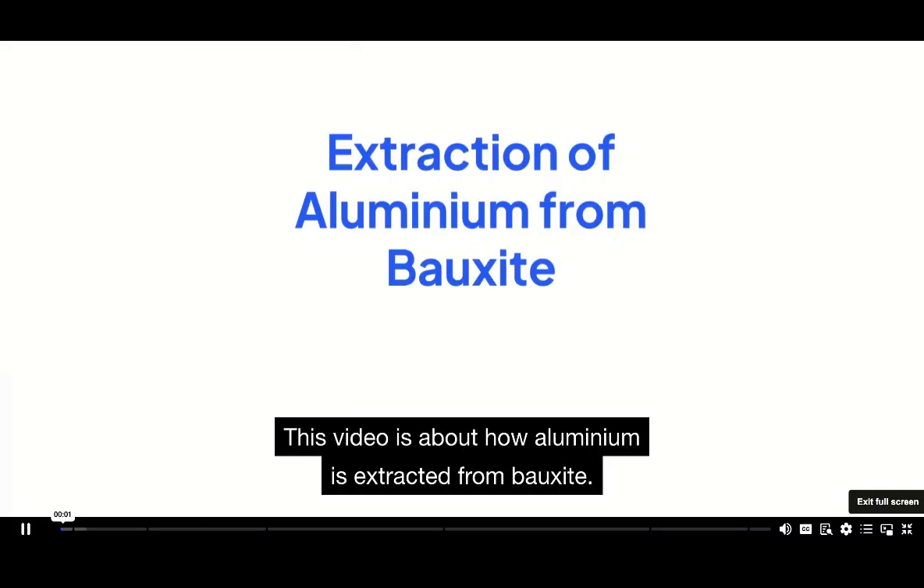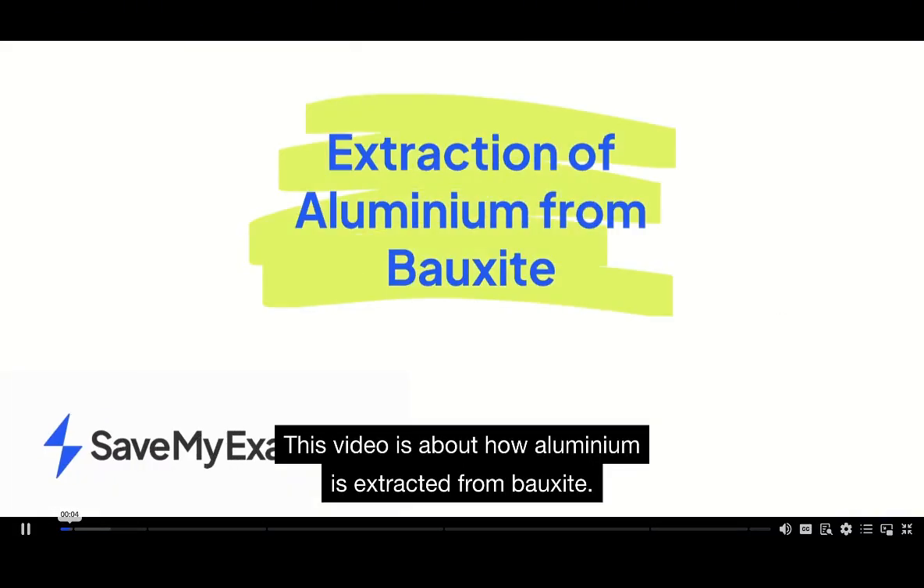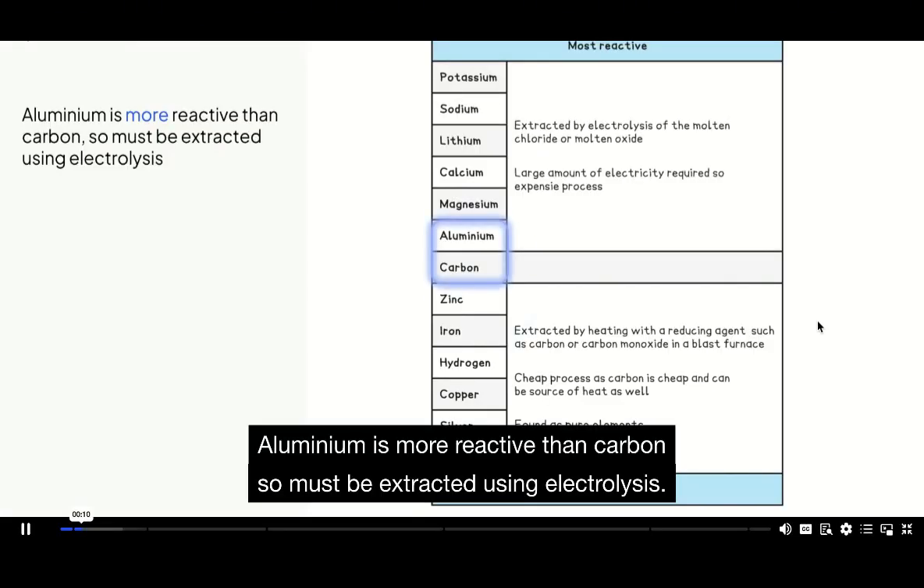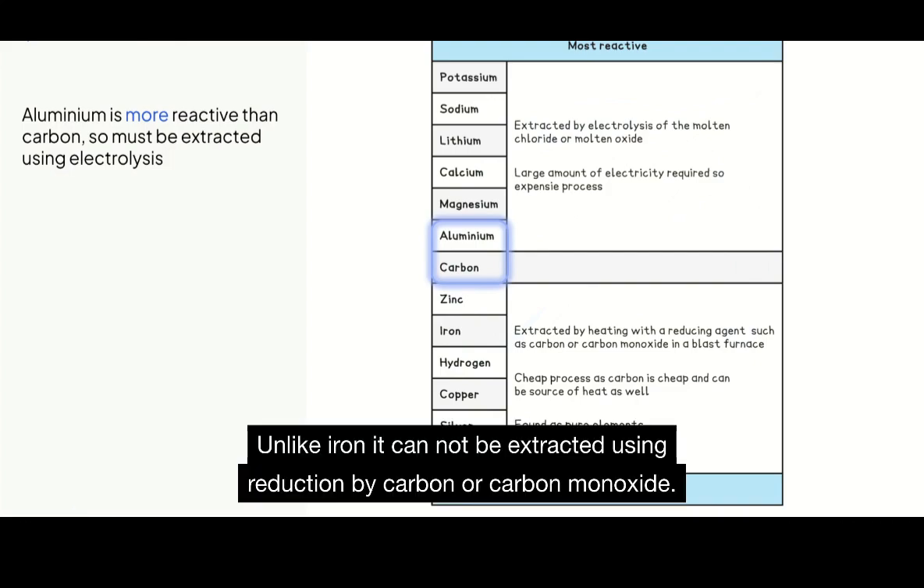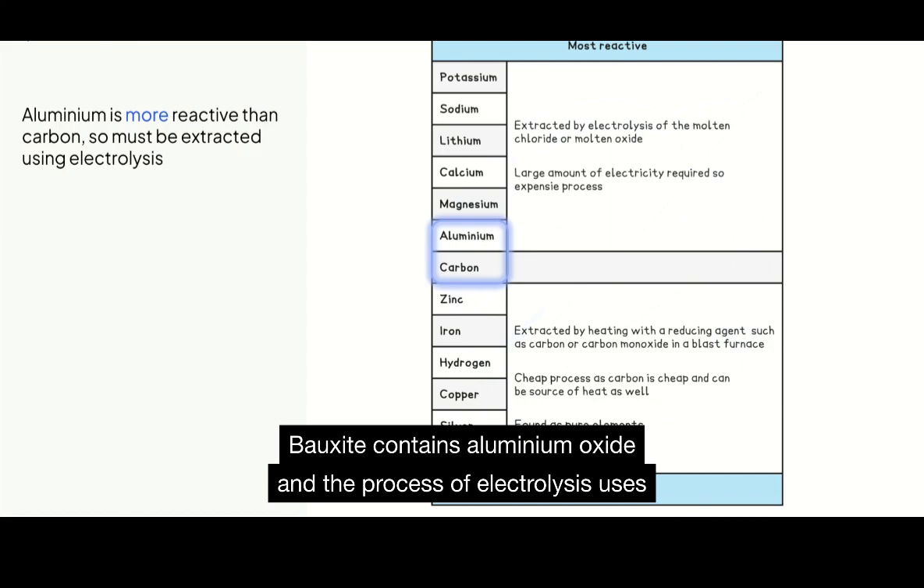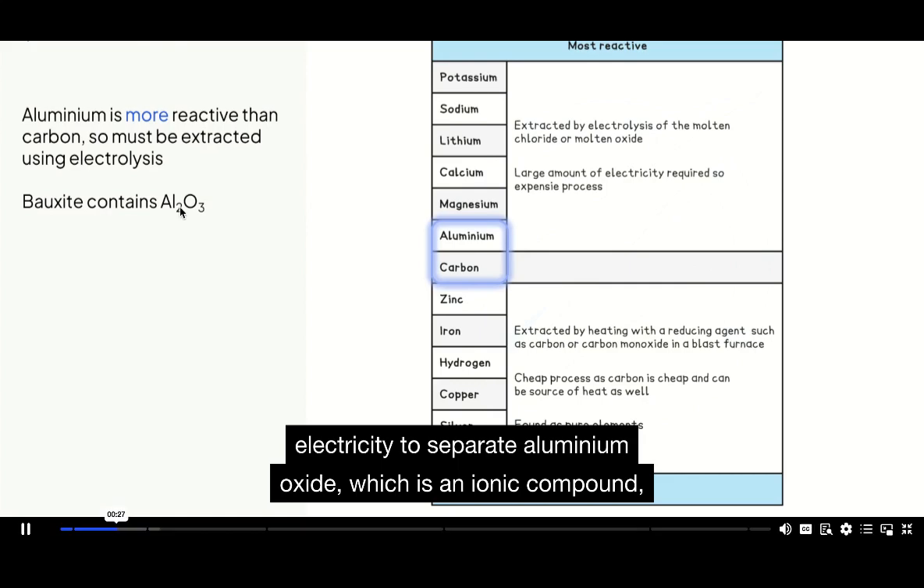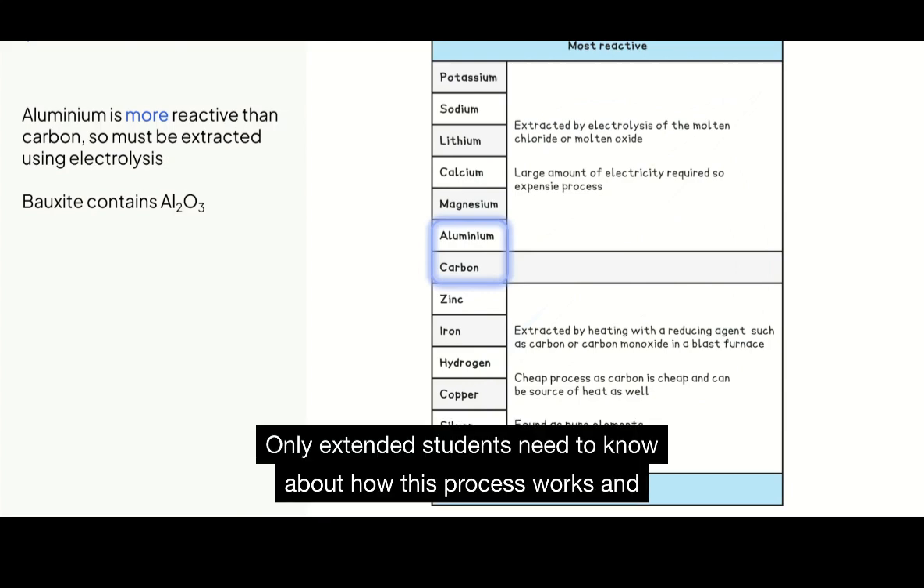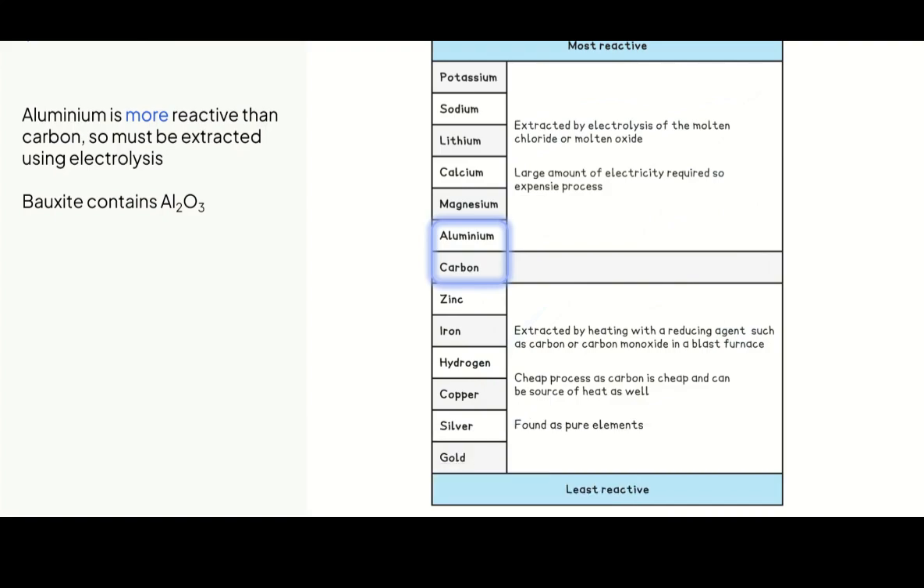This video is about how aluminium is extracted from bauxite. Aluminium is more reactive than carbon, so must be extracted using electrolysis. Unlike iron, it cannot be extracted using reduction via carbon or carbon monoxide. Bauxite contains aluminium oxide, and the process of electrolysis uses electricity to separate aluminium oxide, which is an ionic compound, into its elements, aluminium and oxygen. Only extended students need to know about how this process works and state the equations that occur.